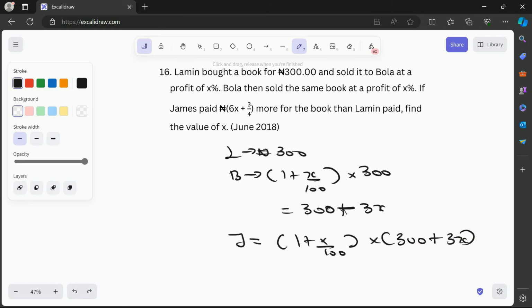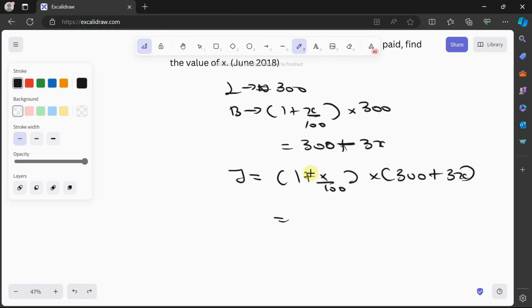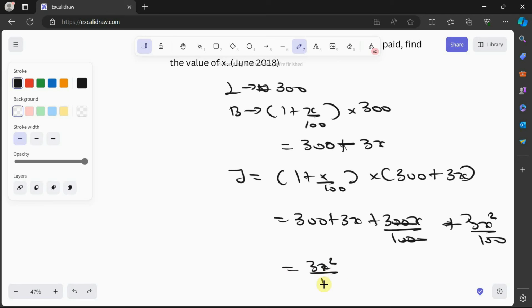Let's try to expand these brackets. So 1 times 300 will give me 300. 1 times 3x will give me plus 3x. x over 100 times 300 will give me plus 300x over 100. Then plus x over 100 times 3x will give me 3x squared all over 100. If I break this down, this will cancel this. So 3x plus 3x is 6x. If I just rearrange everything, that would be 3x squared all over 100 plus 6x plus 300. So this is the price that James bought the book for.